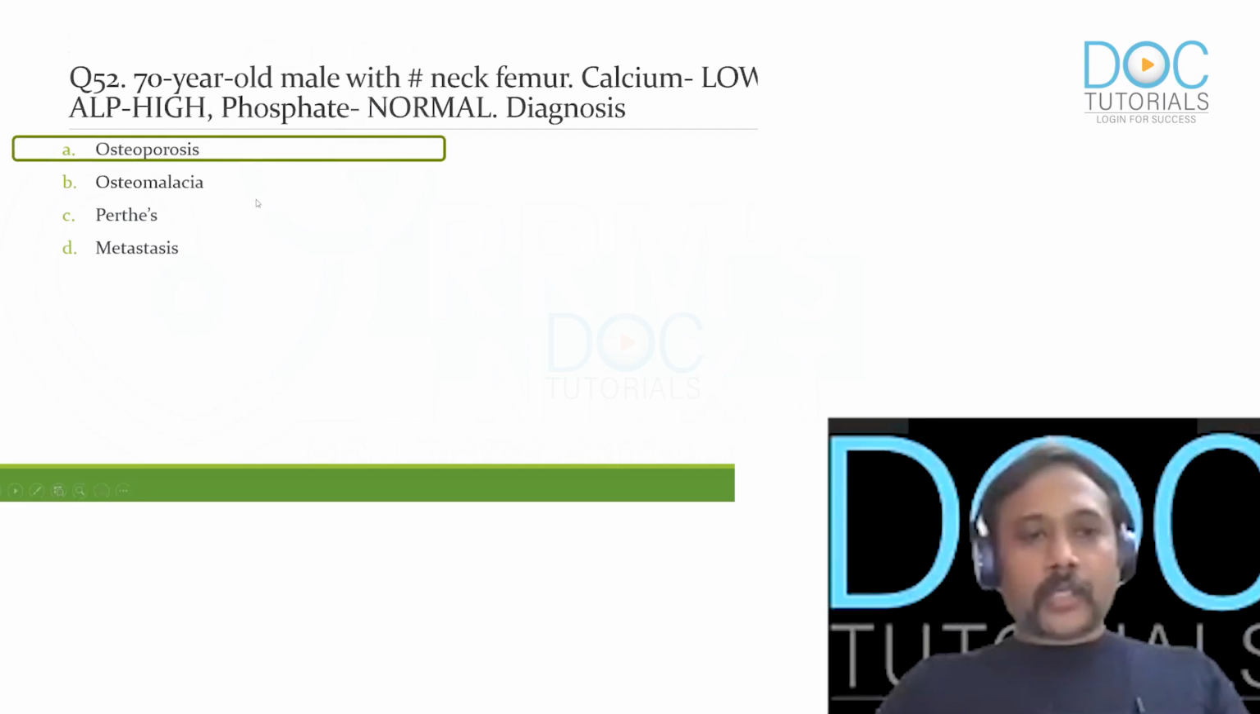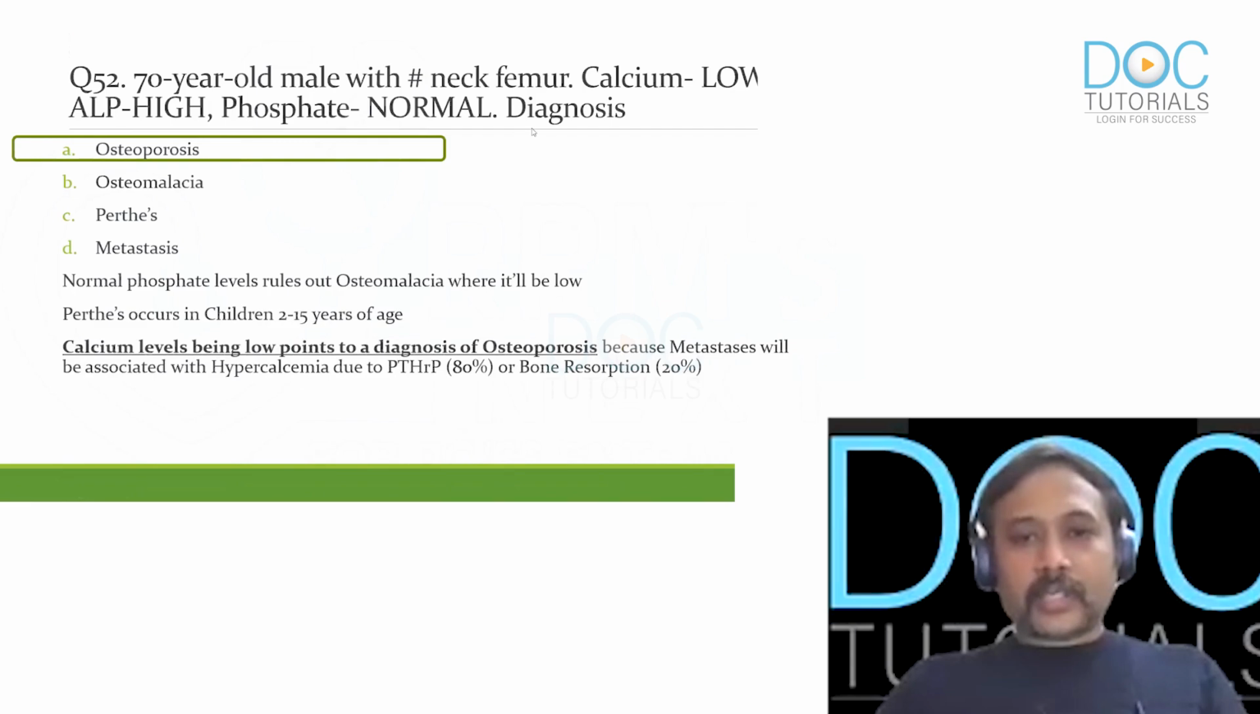In carcinomas, generally, if you look at it, you have two types of hypercalcemia that can come. So that is the reason why I have said that this could be osteoporosis. That is what I think is the answer. It still could be metastasis.